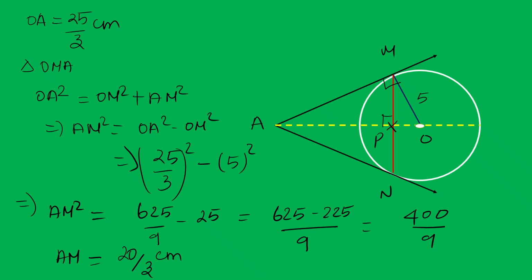And if they ask the length of tangent AN, we just apply the theorem, that is, tangents to a circle from an external point A are equal in length. So we get AM is equal to AN, which makes AN equal to 20 by 3 centimeter.